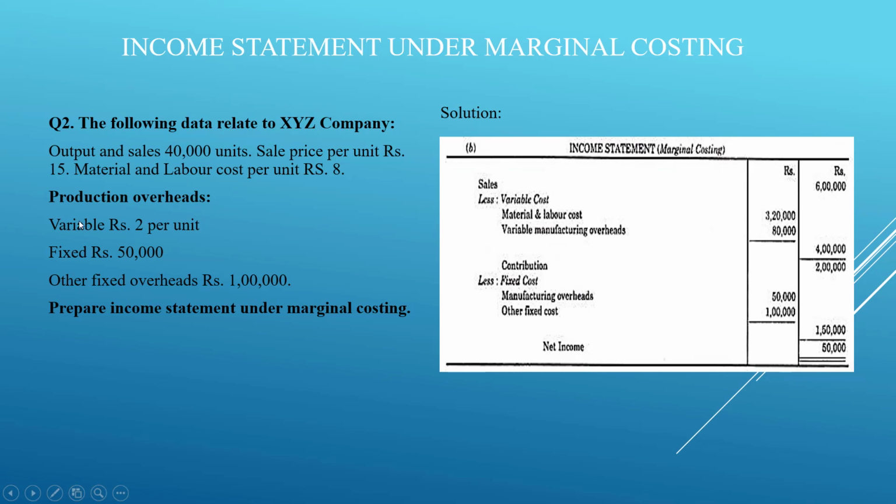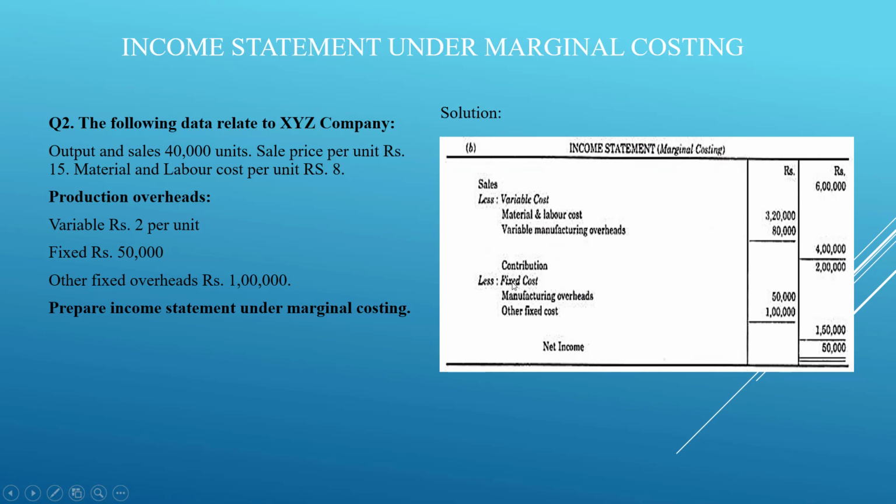Okay, so if this type of question comes, you should not be confused about how to calculate. You see the output, whatever the output or sales units given, these units have to be multiplied with the per unit value. If you have to calculate the sales, per unit you see 15, right? 15 into 40,000 is 6 lakh. Material and labor cost per unit is given as 8, so you have to multiply with the output value, that is 40,000 units into 8, 3,20,000. Variable manufacturing overhead is 2 rupees, so 2 rupees into 40,000, we get 80,000.